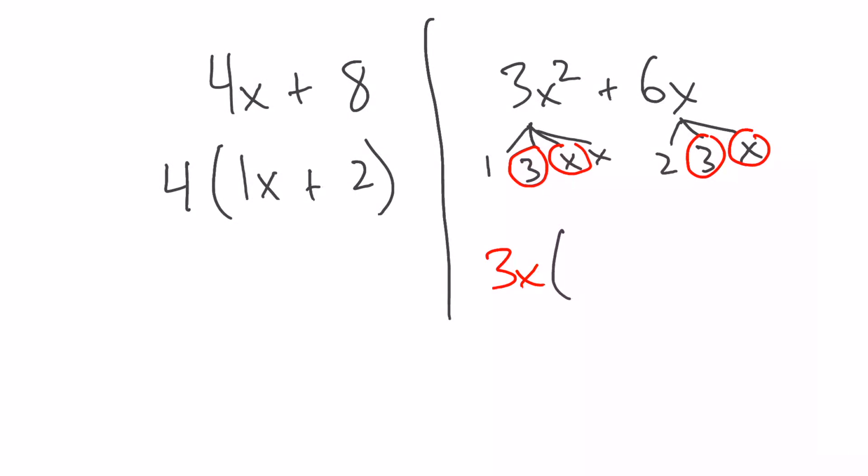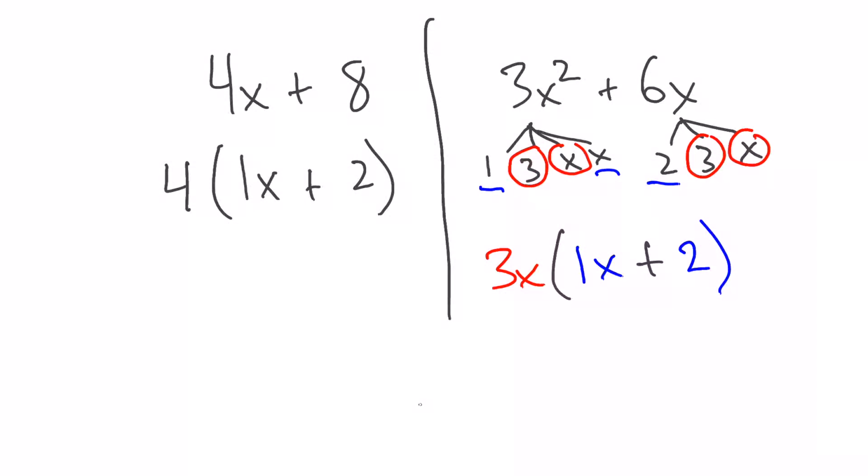And then I have what remains. Now what remains is my 1 and my x here. So I'm going to say 1x, right? Keep plus, and then I'm going to say what I have left here, which is the 2. Okay, and that is the factoring of the expression 3x squared plus 6x, because they both have a GCF of 3x, which I factored out.